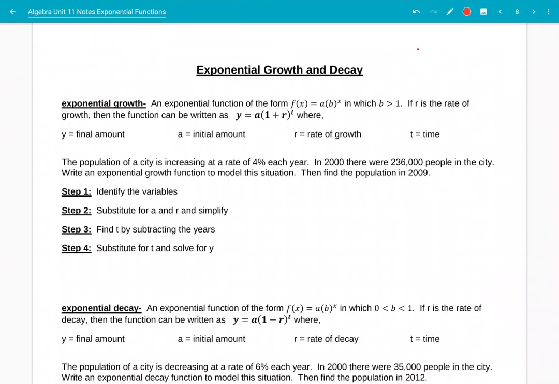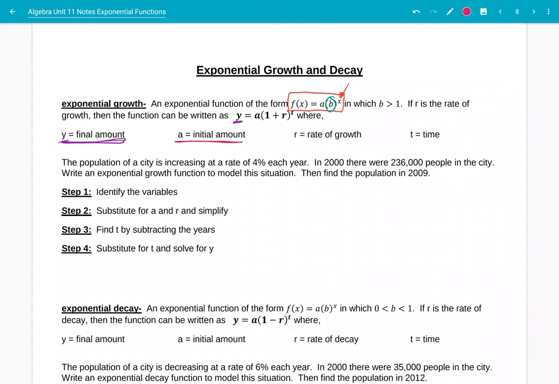All right, exponential growth is a function that's in this form right here. See where x is the exponent now. And this value here, b, is greater than 1, and it's actually this value right here, which is the rate, and then we'll show you what that means here. Y, it's y right here. This is your final amount. That's what you're looking for.